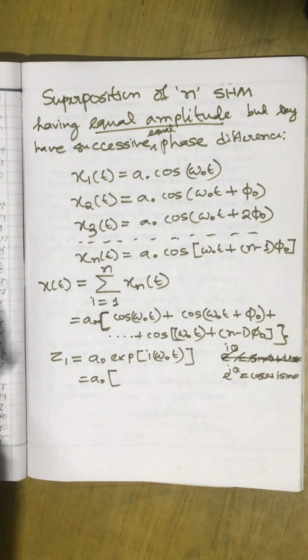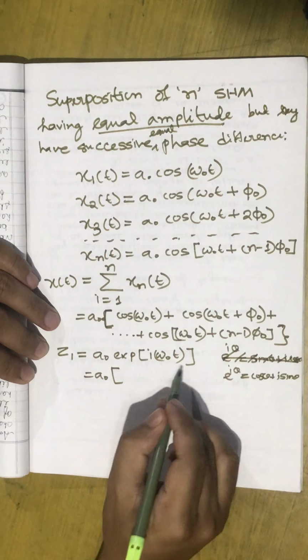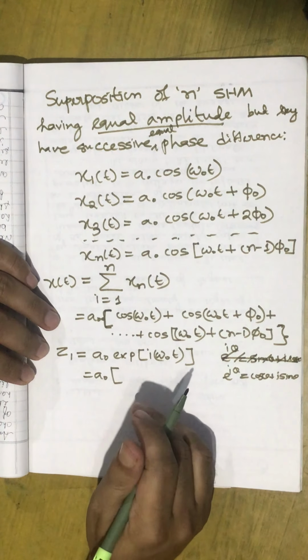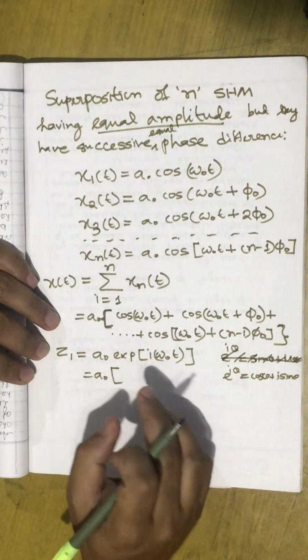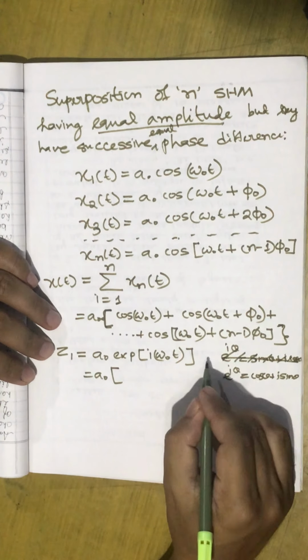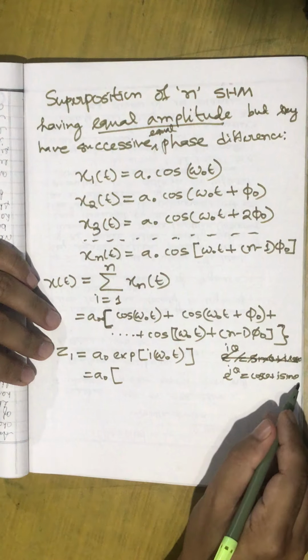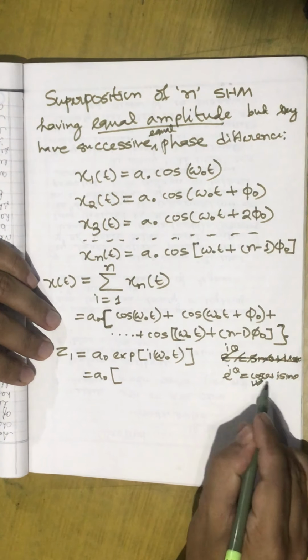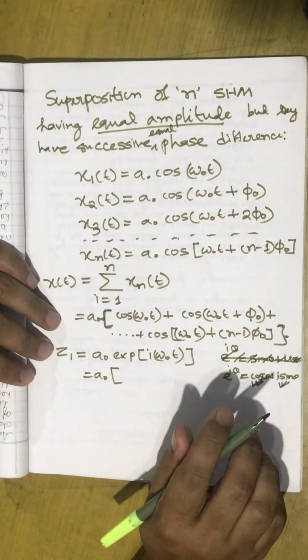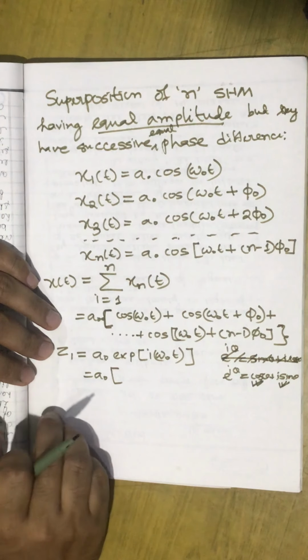So z1 equals a naught e to the power i omega t. This is a complex number. It will have both a real part and an imaginary part. If you remember, e to the power i theta is equal to cos theta plus i sin theta. So the real part is cos theta and the imaginary part is i sin theta.